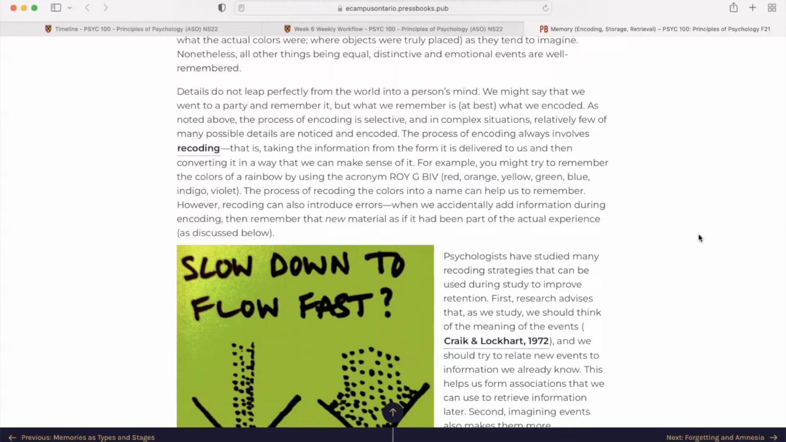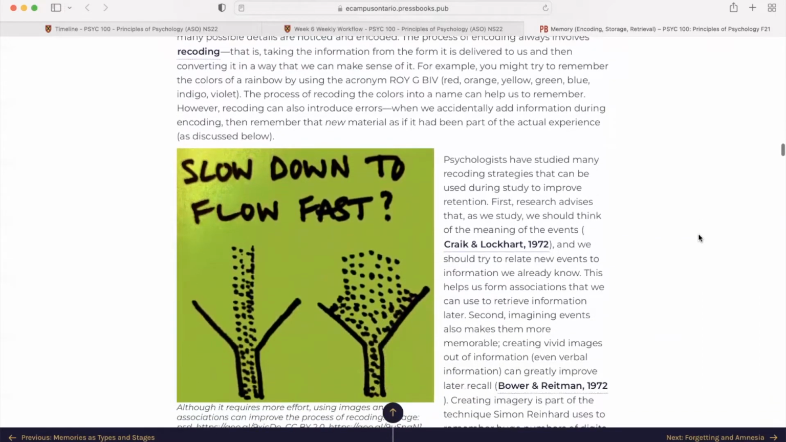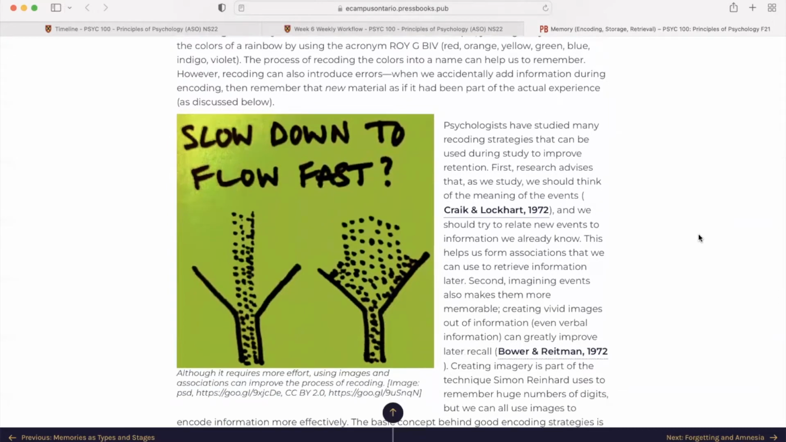For example, you might try to remember the colors of a rainbow using the acronym ROY-G-BIV: red, orange, yellow, green, blue, indigo, violet. The process of recoding the colors into a name can help us remember. However, recoding can also introduce errors when we accidentally add information during encoding. Then we remember that new material as if it had been part of the actual experience.